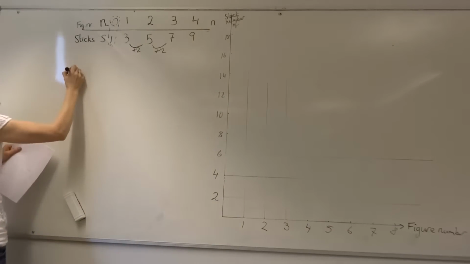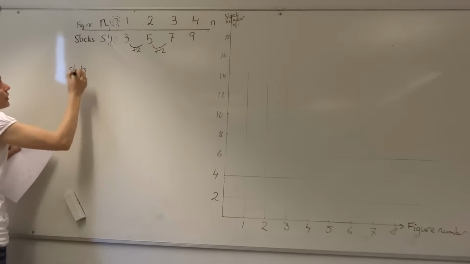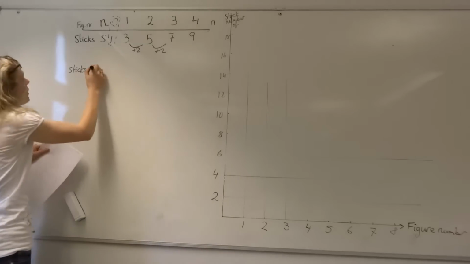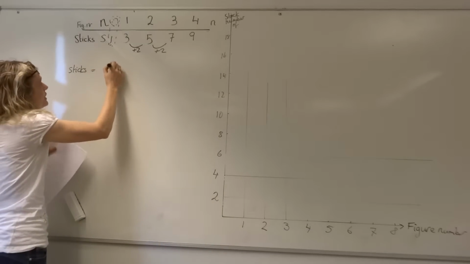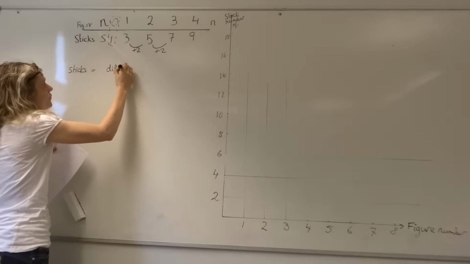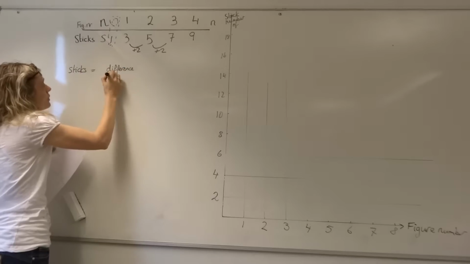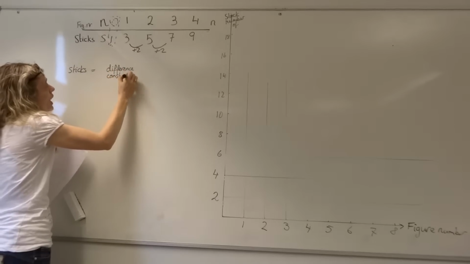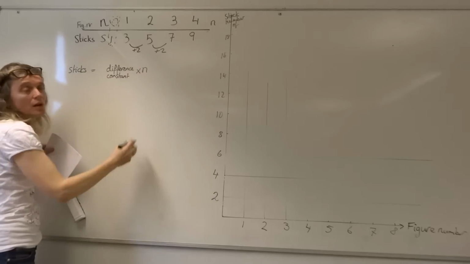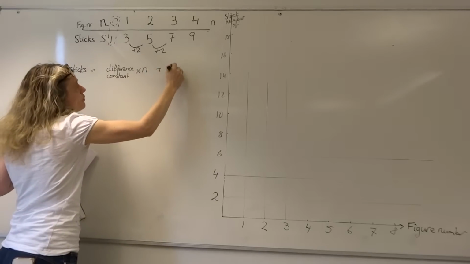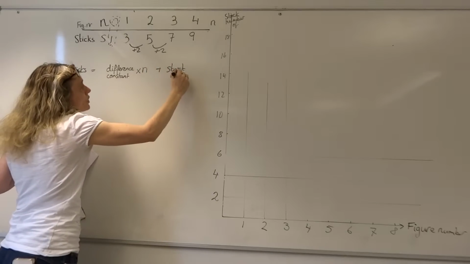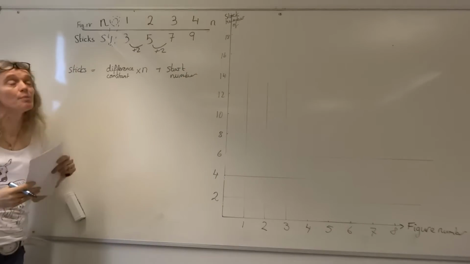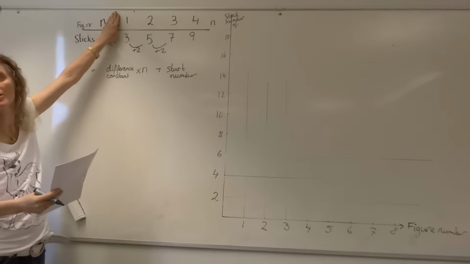The formula for number of sticks for any number n can be defined as the difference, when the difference is constant, times n plus the start number. The start number we get for figure number 0, which really wasn't in this question.